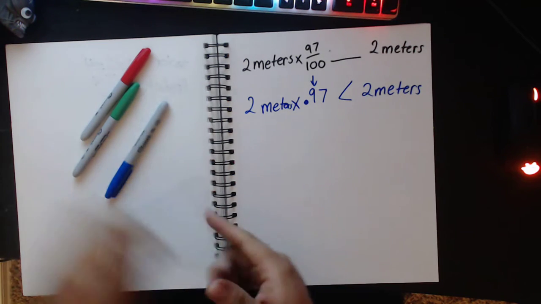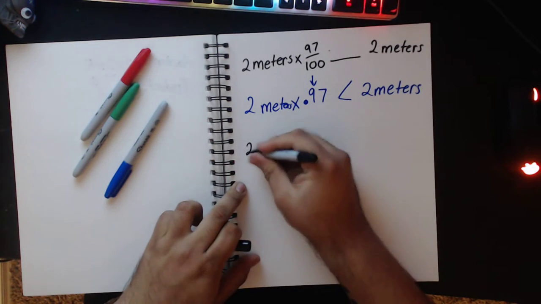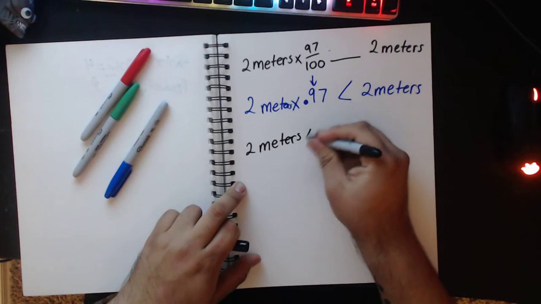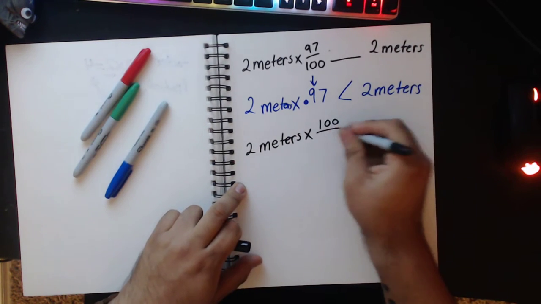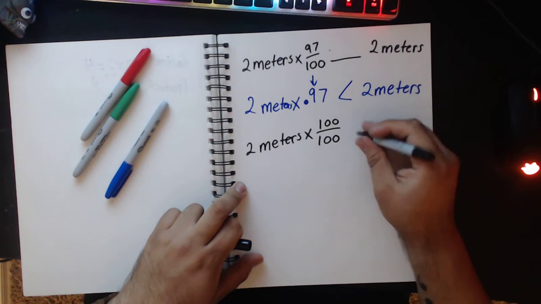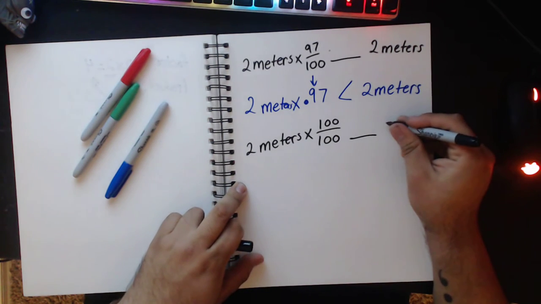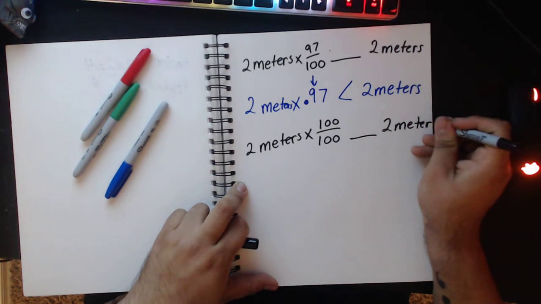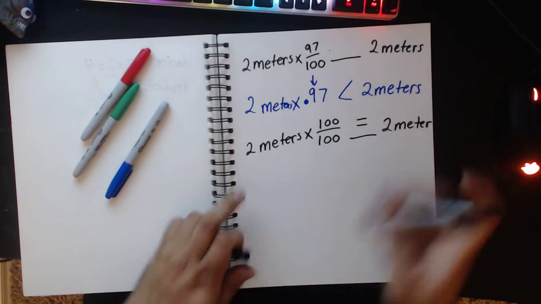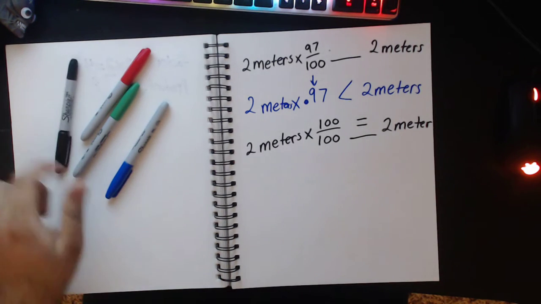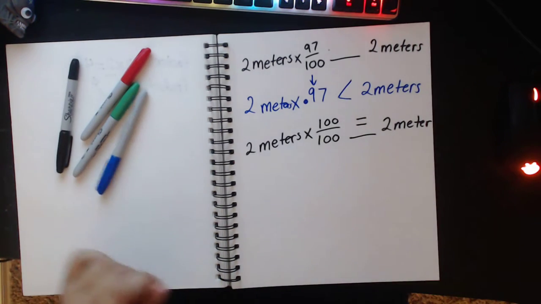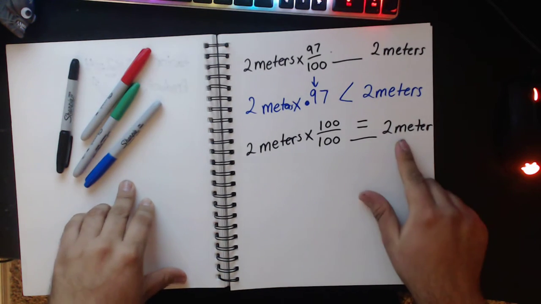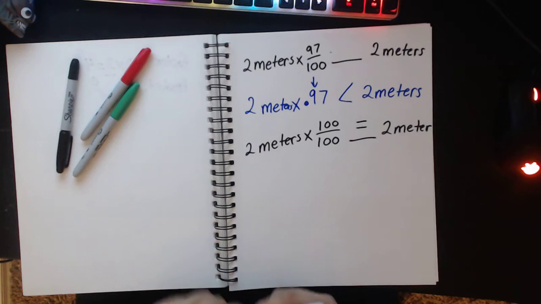Now, what if we had something like 2 meters multiplied by 100 over 100 equals, so I gave away the answer. Well, here's my 2 meters. Now I said equals because I know that it's equal. But the question is, why is it equal? Why is 2 meters times 100 hundredths equal to 2 meters? Well, I'll tell you why.